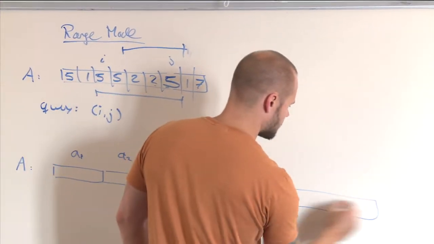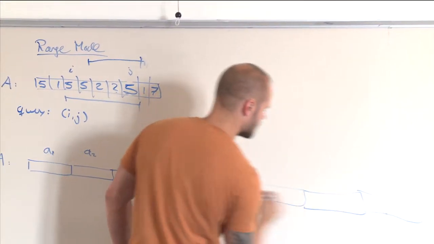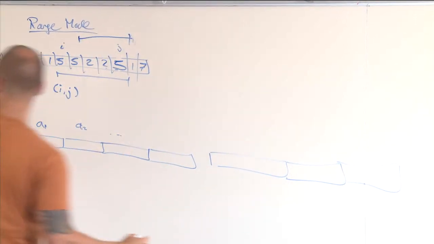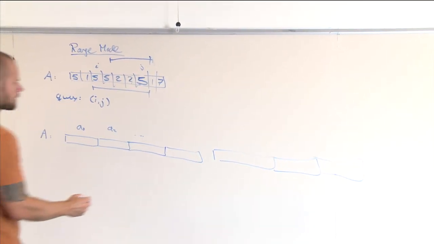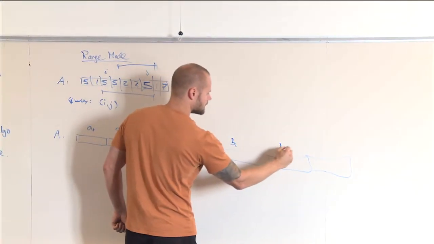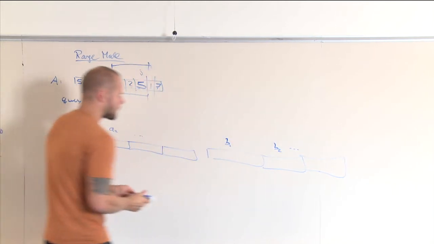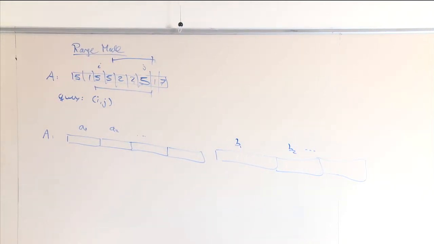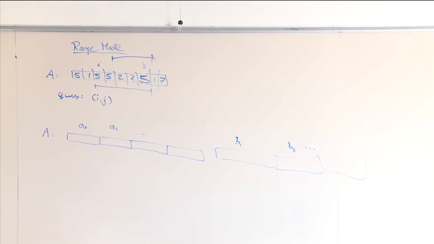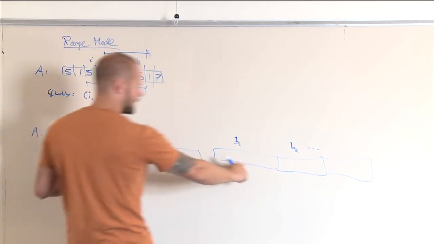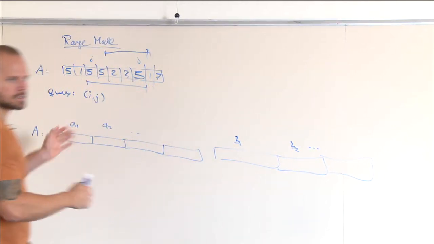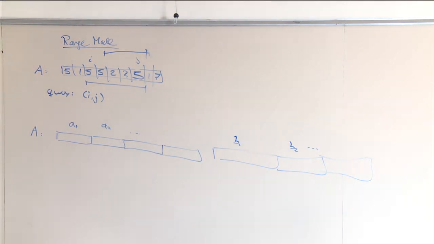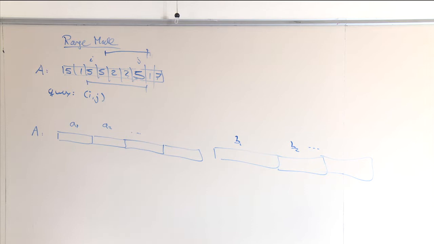And then the second half of the array is going to correspond to B. So these are going to correspond to the columns of B, B1, B2. And the idea is that you want to use a range mode query, basically one query for each pair over here, and the answer to that query should determine whether the ith row and the jth column have a 1 in common. That's the basic idea.